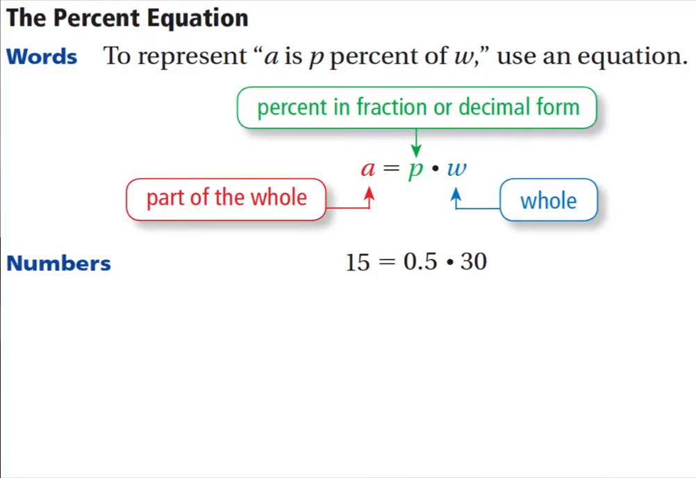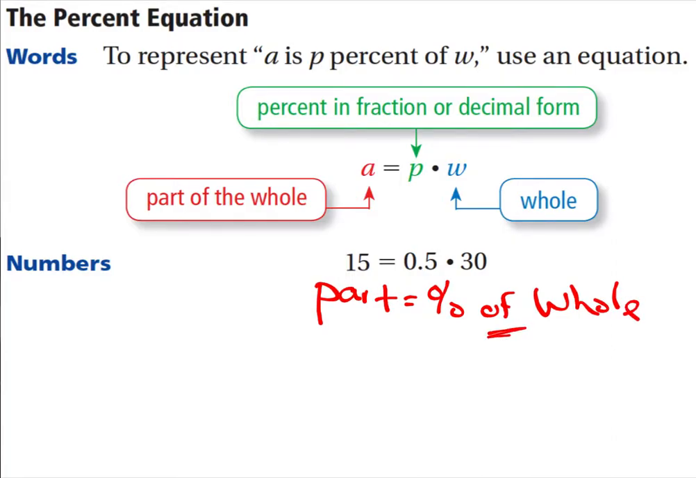To represent A as P% of W, you can use the equation A equals P times W, or the part of the whole equals the percent in fraction or decimal form, usually in decimal form, multiplied by the whole. This one kind of makes sense. It's the part equals the percent of the whole, of kind of being multiplied in this case. So part equals percent times whole.